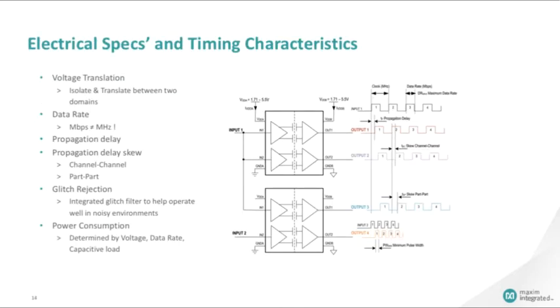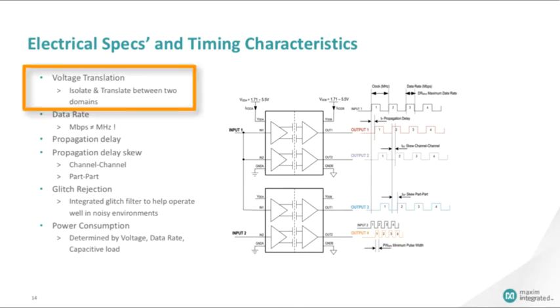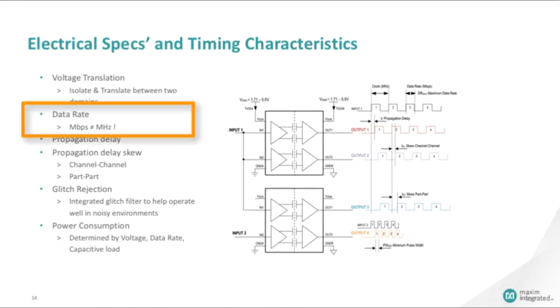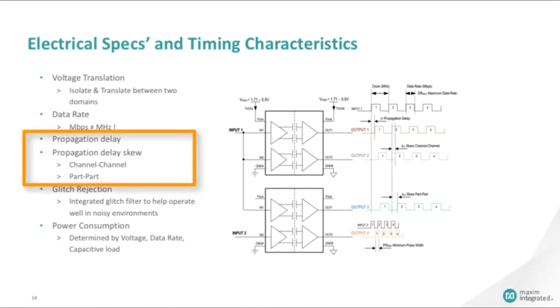Maxim's digital isolators both isolate and provide voltage translation between two domains. It is important to remember that the products are specified with a maximum data rate in megabits per second, which is not the same as the system clock rate in megahertz. Key specifications for electrical performance are propagation delay and skew, which is provided for channel to channel and part to part.